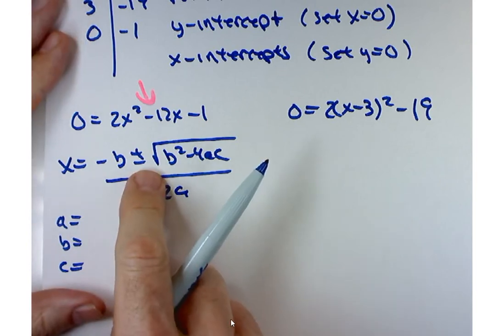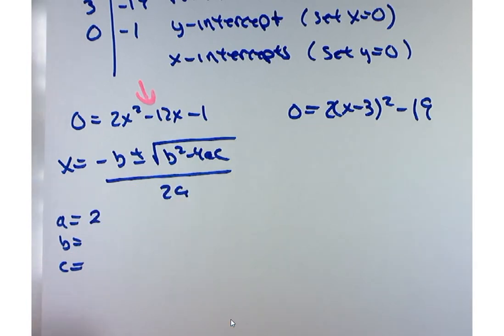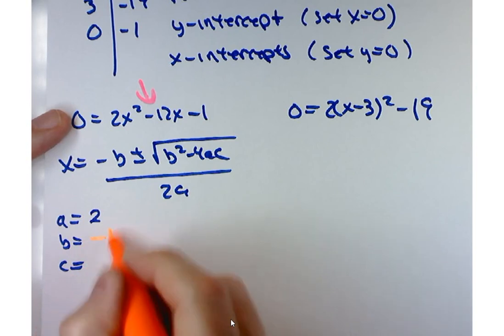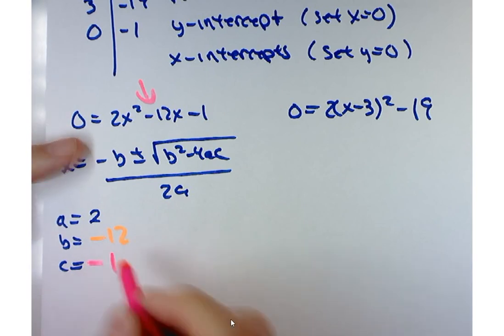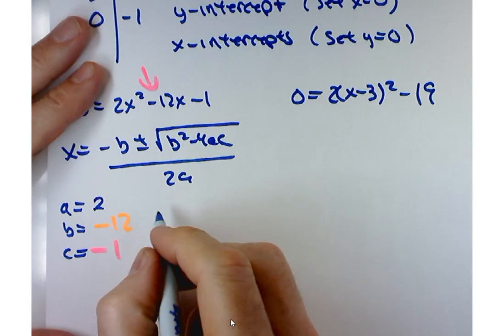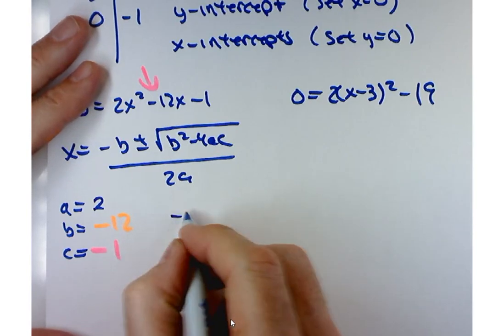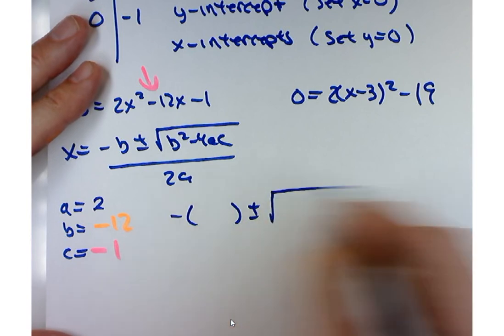So let's see. A is 2, B is negative 12, and C is negative 1. So that makes it a little bit messy plugging all this stuff in, because you've got these negative signs here and there. You've got to be careful with them. I'd recommend filling it in with a bunch of empty parentheses first.